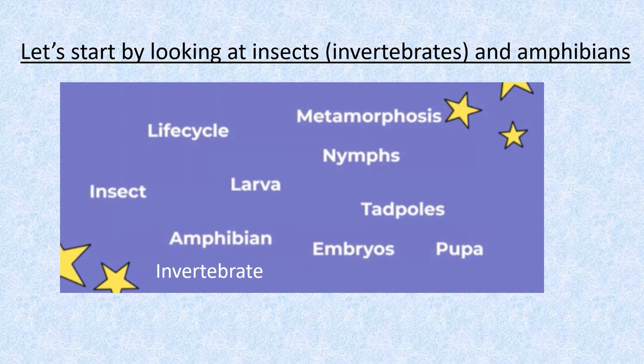So let's start by looking at insects, or as I like to say, invertebrates and amphibians. We've got some vocabulary here. I'm going to say a word and I'd like you to say it after. So just listen and then say it after. Metamorphosis. Life cycle. Nymphs. Insect. Larva. Tadpoles. Amphibian. Embryos, pupa, and invertebrate. Okay, I'm sure you know what some of those words are already, but there might be some new ones there for you.